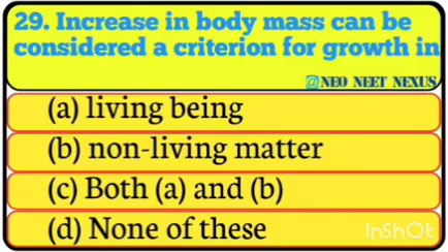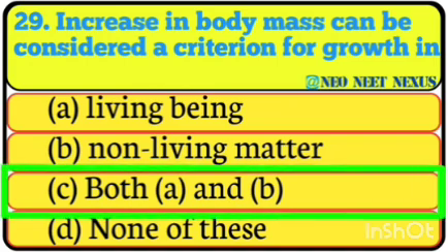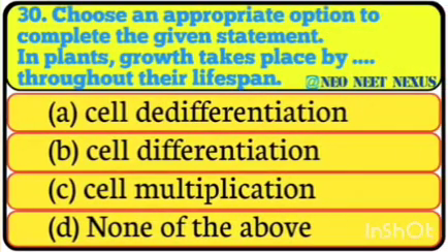Increase in body mass can be considered a criterion for growth in A. Living being, B. Non-living matter, C. Both A and B, D. None of these. Correct answer is option C. Both A and B.